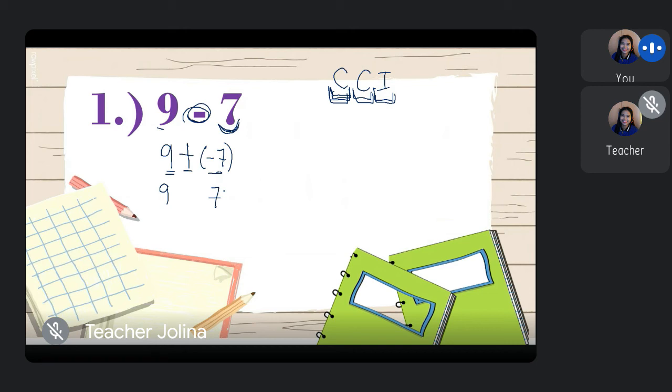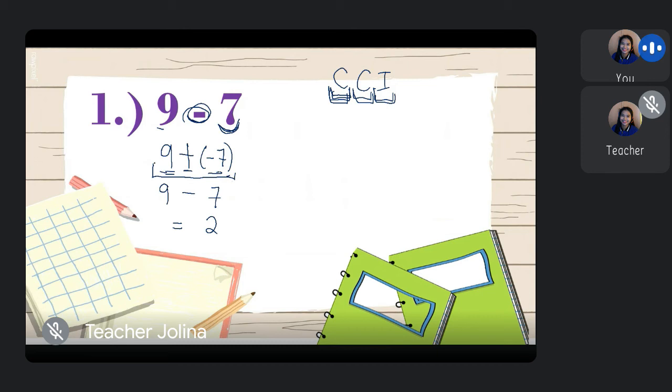Okay? And then since we are dealing or adding integers na kung saan ay magkaiba ang sign, so ang gagawin natin is we're going to subtract. So 9 minus 7 is equal to 2. Now, what will be the sign? Balikan natin yung original natin which is 9 plus negative 7. Check natin. Okay, since magkaiba sila ng sign, check natin sino ang may mas mataas na value, si 9 ba or si 7.